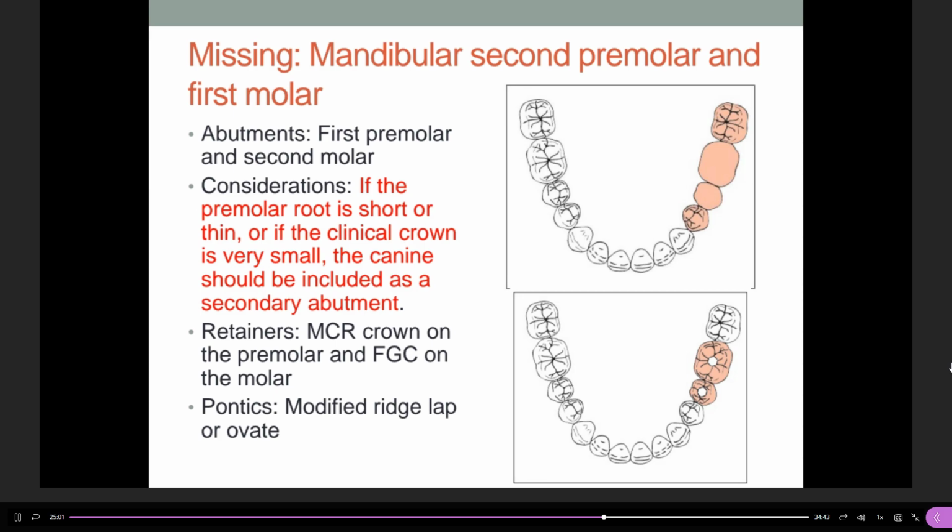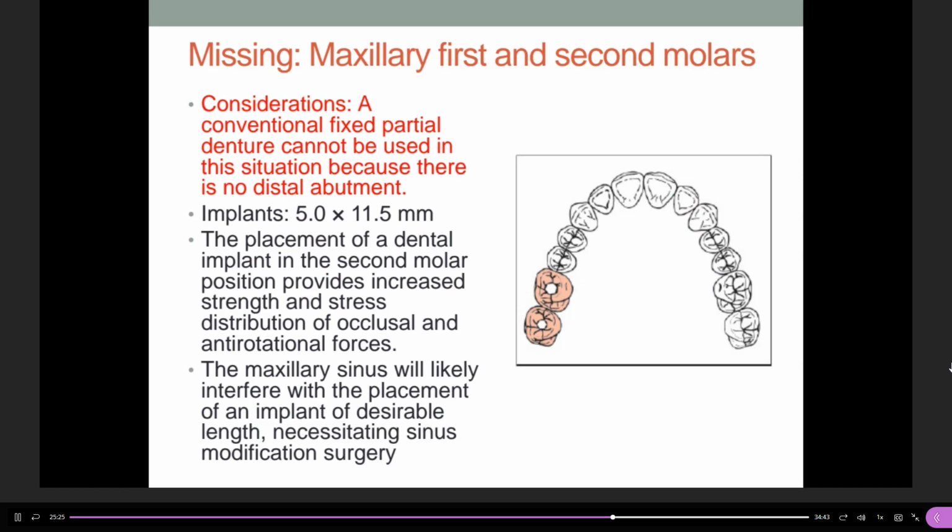Mandibular second premolar and molar missing is not very easy because the first premolar for mandible is generally not too long in root. So it is better to take the canine as support, and it is a complex fixed prosthesis when you involve the canine. Two posterior teeth missing, that is two molars, you cannot replace by fixed prosthesis. It has to be a removable or an implant supported prosthesis. Same for mandible.